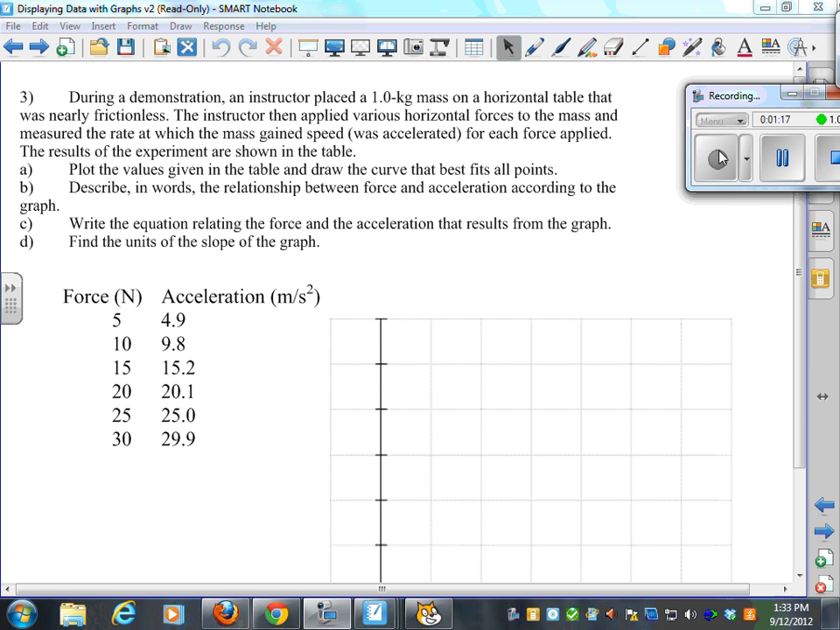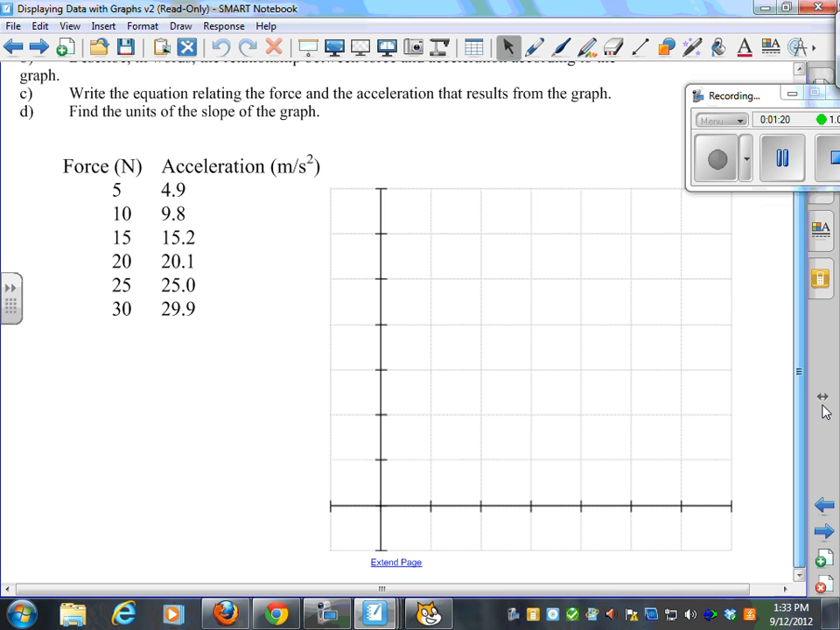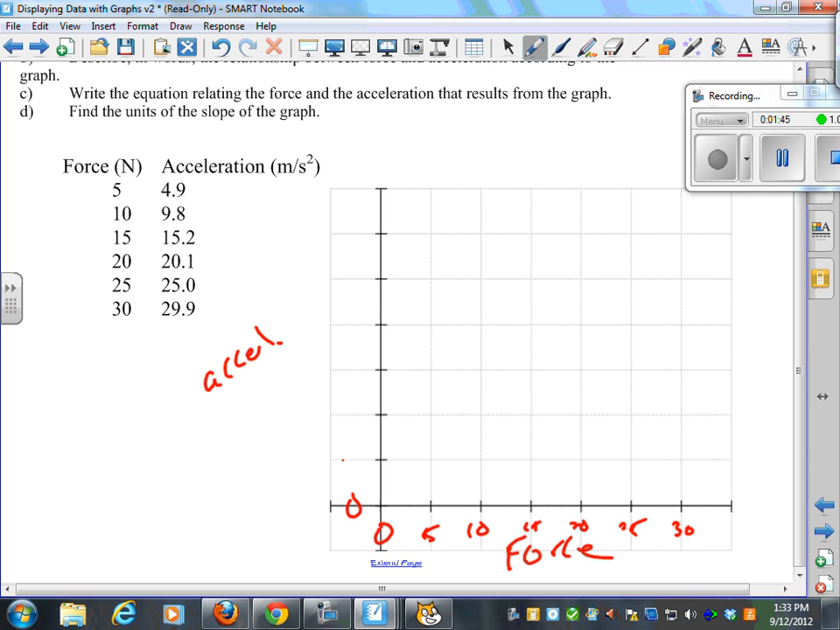So the force is the independent, and the acceleration would be the dependent, which would mean that the force should have been down there, and the acceleration should be there. Now the force goes up to 30, so it's probably going to be 0, 5, 10, 15, 20, 25, 30, and the acceleration also 0, 5, 10, 15, 20, 25, and 30.